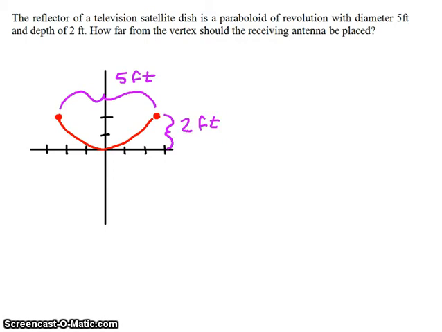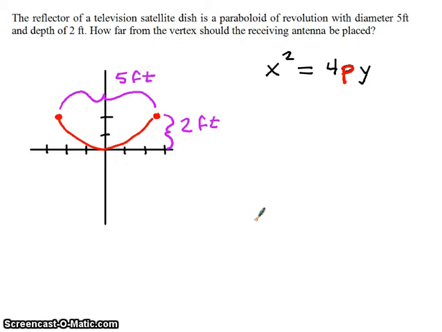So this is the illustration of a paraboloid of revolution with a diameter of 5 feet and a depth of 2 feet placed within the XY system with the vertex at 0, 0. This type of parabola is represented by this equation, x squared equals 4py. And so what we need to do here is figure out our p-value. That's going to tell us where to place the focus.